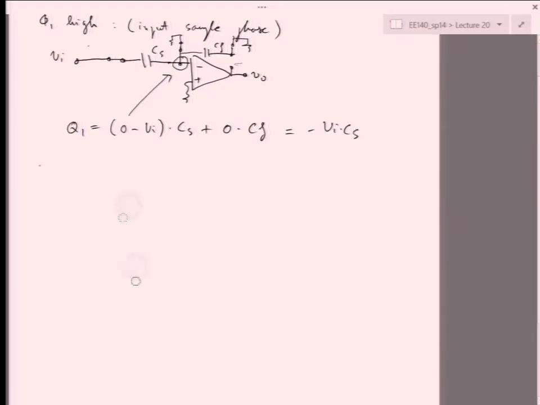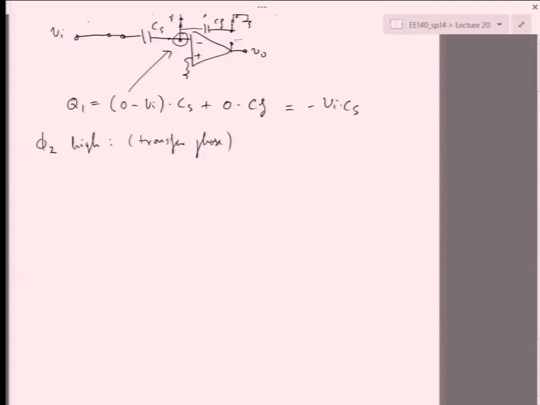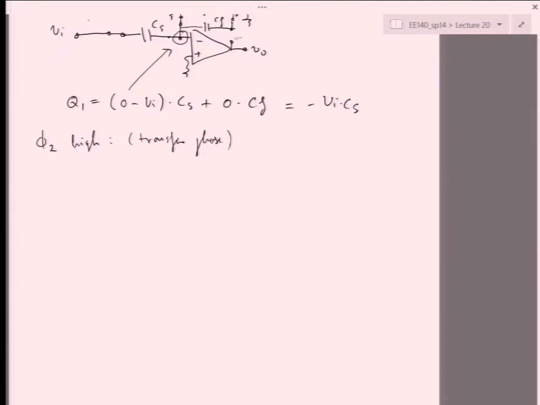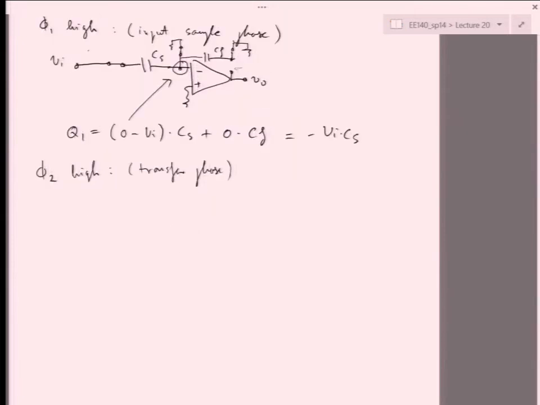Now in phase 2, it's called the transfer phase, because now I take the charge that's on CS and I shove it into CF. And therefore, I close the loop. Therefore, I'm establishing the output voltage. And so that circuit then looks something like this.